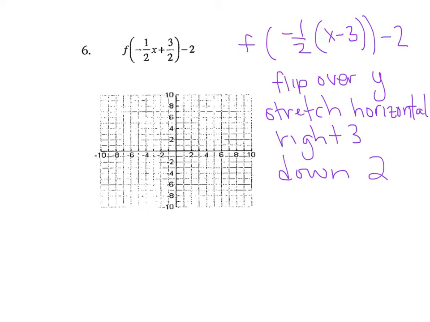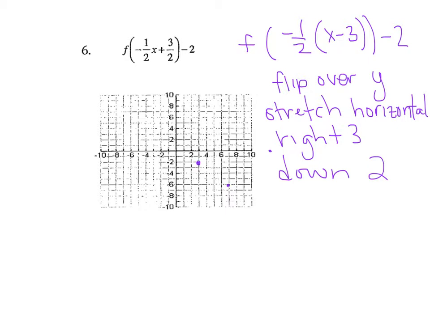My first point, (-5, 2). Flip over the y, so (5, 2), stretch horizontally, (10, 2), right 3, (13, 2), down 2, (13, 0). Don't worry that it's off the graph. My next point, (-2, -4). Flip over the y, so (2, -4), stretch horizontally, (4, -4), move it right 3, (7, -4), down 2, (7, -6). Third point, (0, 0), flip, nothing happens, stretch, nothing happens, right 3, so (3, 0), down 2, (3, -2).